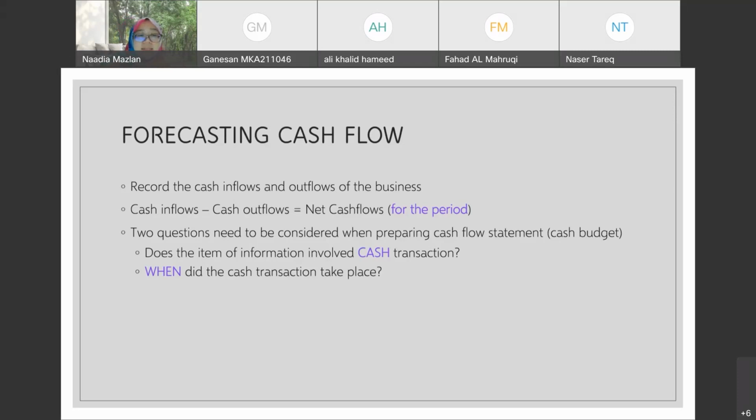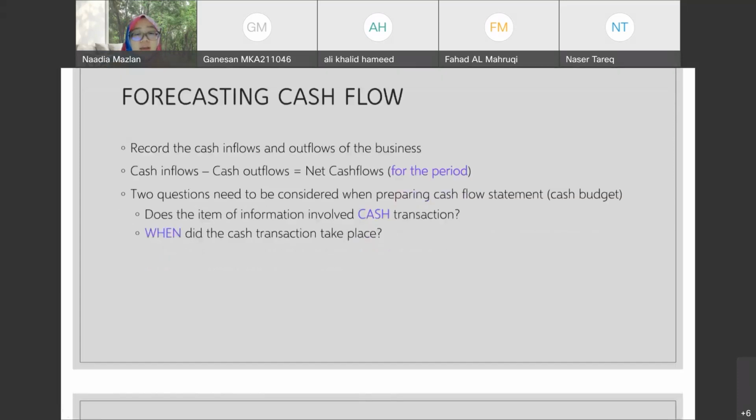You can only use cash. So does the item of information involve cash transactions, and when? Only on that date you're going to put it as cash. The rest of it you're not going to put as cash. Any questions so far? No. All right. Okay, good.